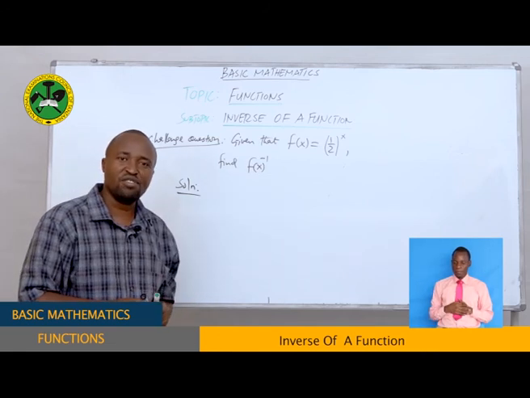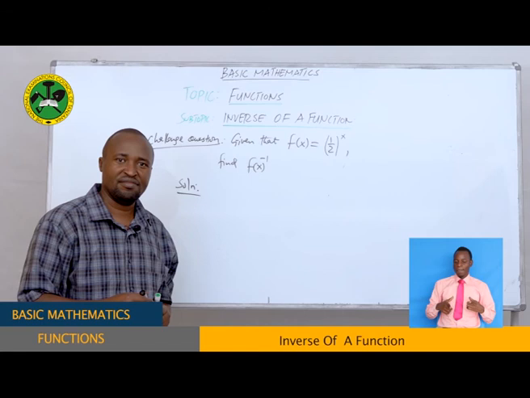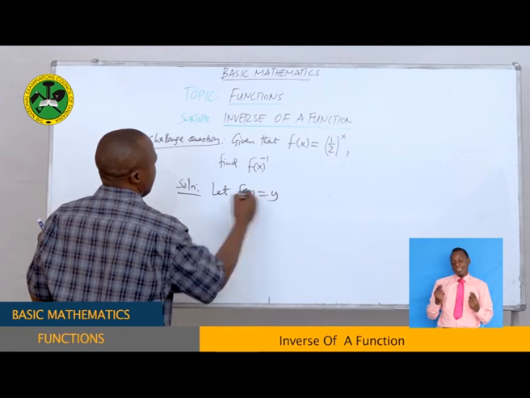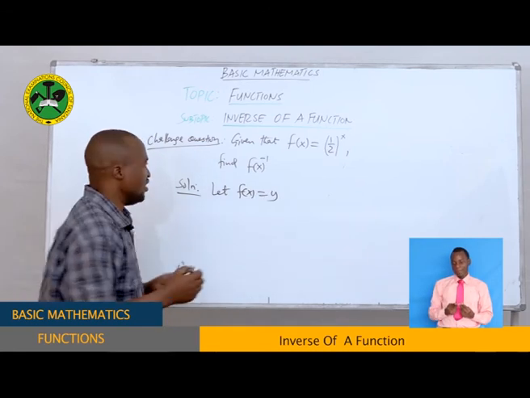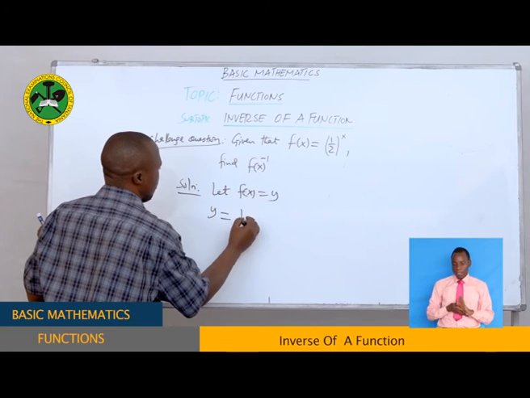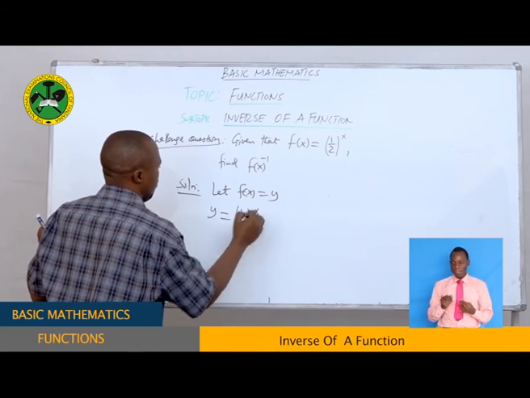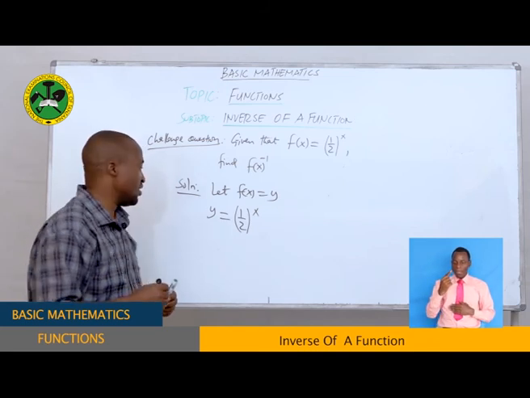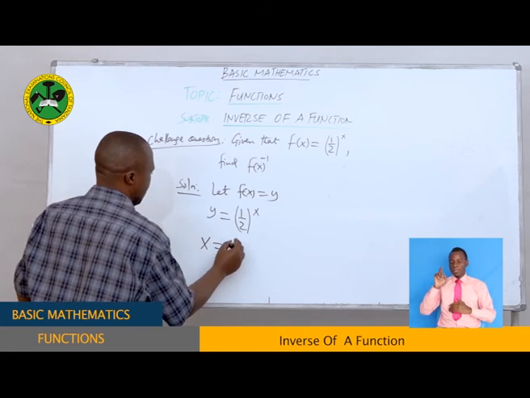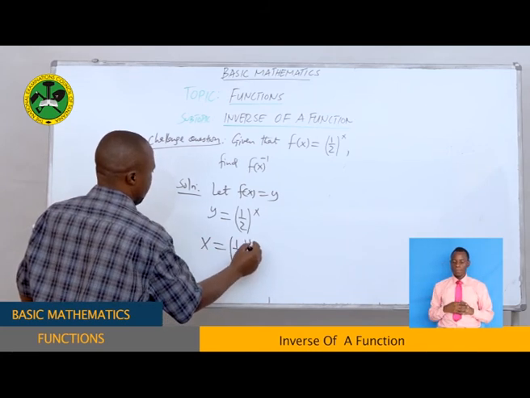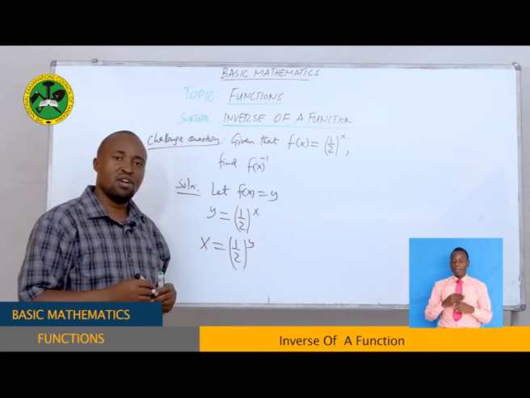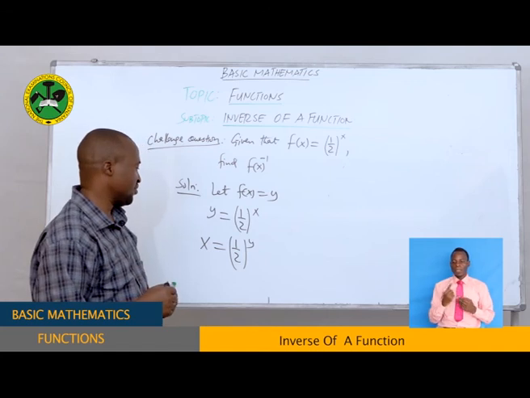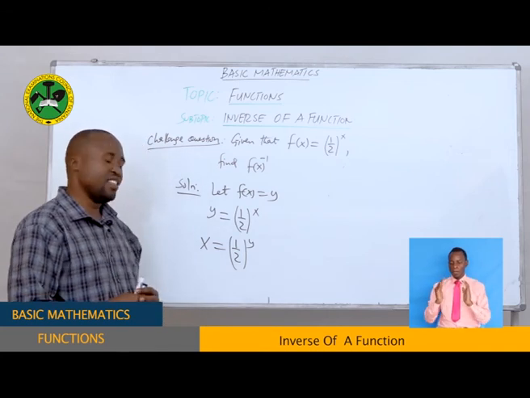Students, we follow the same steps. That is, let f of x be equal to y. In this case, y is equal to 1 over 2 power x. Remember, we interchange variables. That is, x is equal to 1 over 2 power y. Now our interest is to make y the subject. Remember, our interest is to make y the subject.